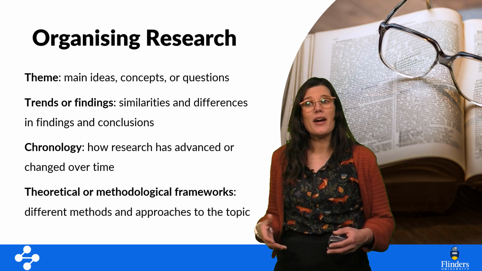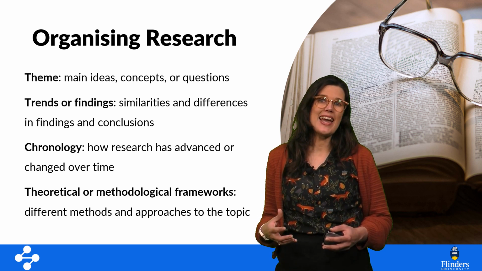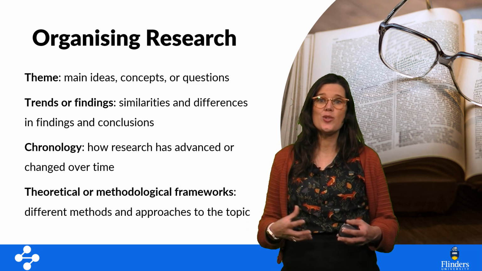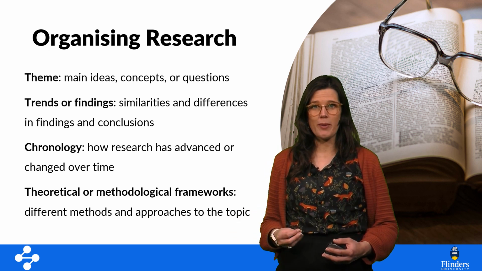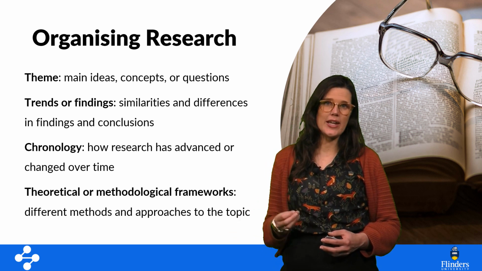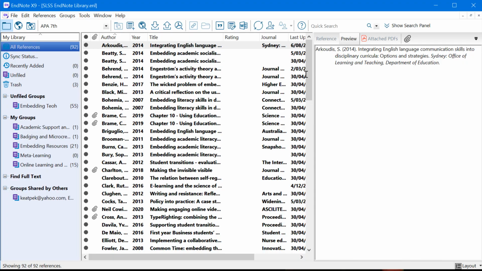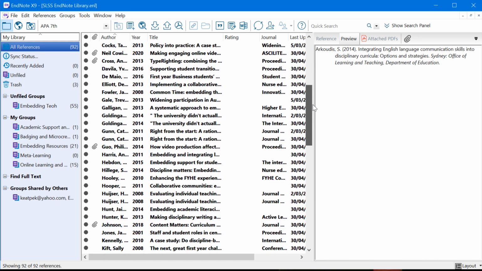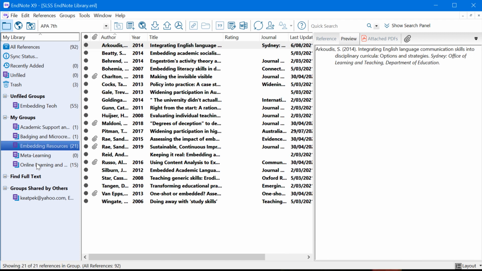It also might be by theoretical or methodological frameworks. So this means categorizing your research according to the different methods and approaches that various authors have taken to the topic, considering the strengths and weaknesses of each. And last, and really, really importantly, don't forget to keep track of all bibliographic details as you go. You might want to use something like EndNote to help you do this.